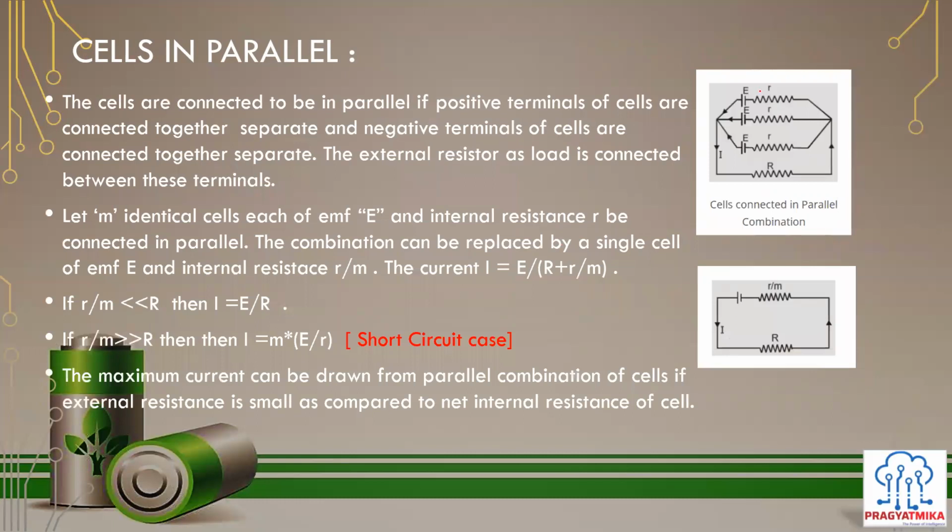So if our cells are connected in parallel, it is the representation like this, where we have the cells' positive terminals connected together, negative terminals connected together, and across both of the terminals, one external resistance is connected. So M identical cells of EMF E and internal resistance r are connected in parallel. If we have to replace this combination, the potential will remain the same. It will remain E. And our internal resistance will be how much? It will be r by M. If there are M number of cells, it would be r by M. And the current would be I is equal to E by R plus r by M, right?